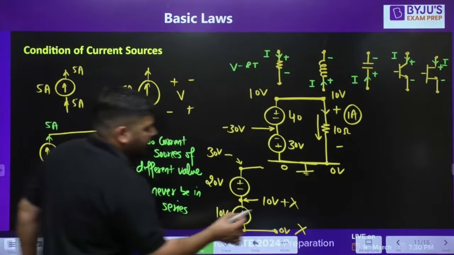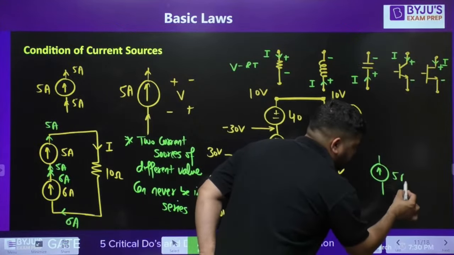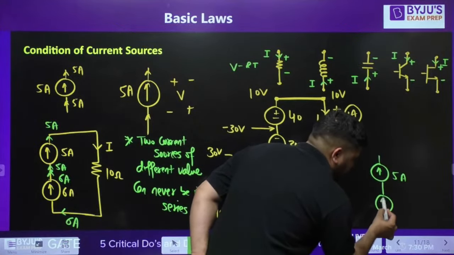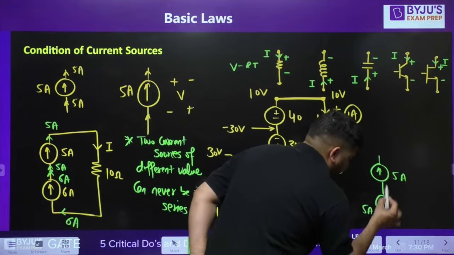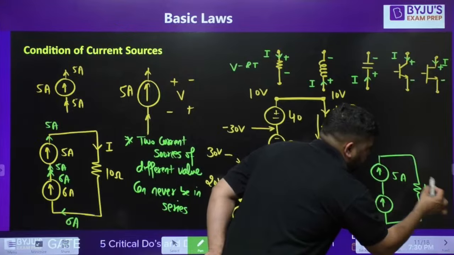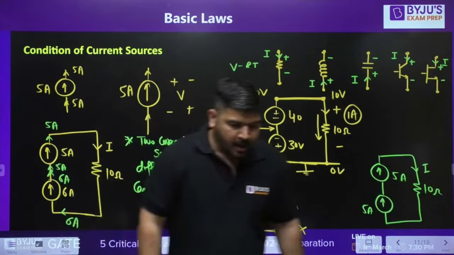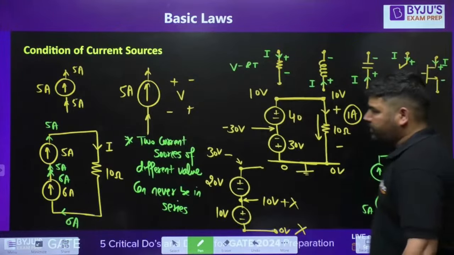Let's say there is a current source of 5 ampere, and there is one more current source of 5 ampere, and I connect a resistance here. Now tell me, what is this current value I? Now there is no violation. Now there is no fight.